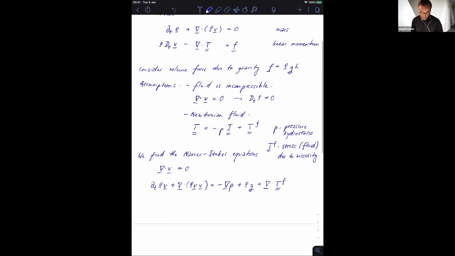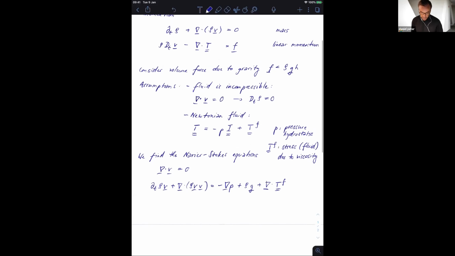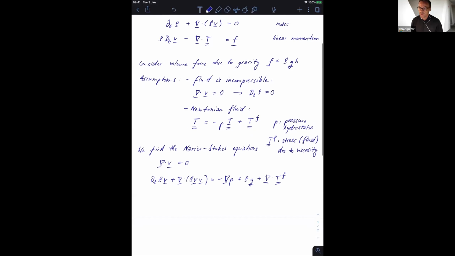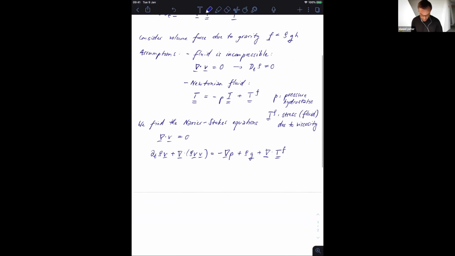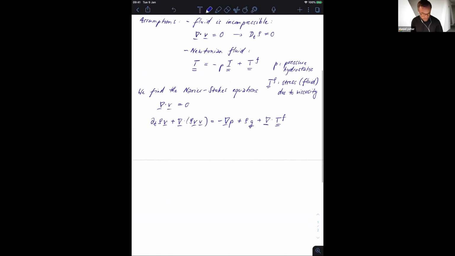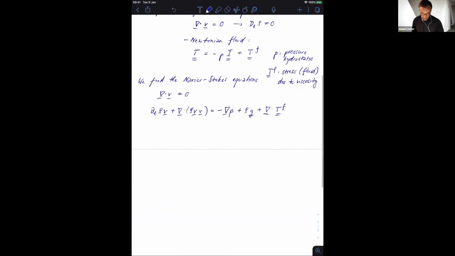So using conservation of mass and linear momentum leads us to these Navier-Stokes equations. Good, and they are now the root equation basically when we go to the shallow water equation. So let's look at tsunamis.